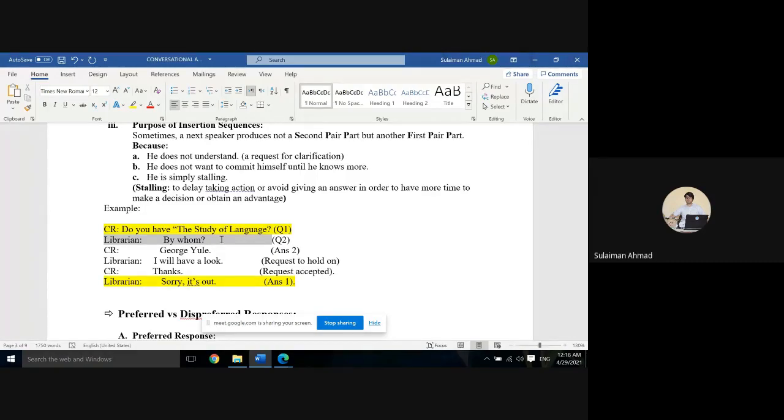So as I told you, we cannot have long silence, right? In order to fill that gap, the librarian will start inserting sequences. The insertion sequence number 1: by whom? Though the librarian already knows that the book has been written by George Yule, right? But still, or if the librarian does not understand by whom the study of language has been written, the librarian may insert a sequence.